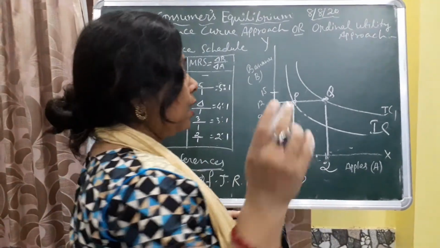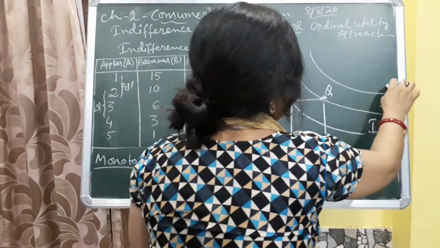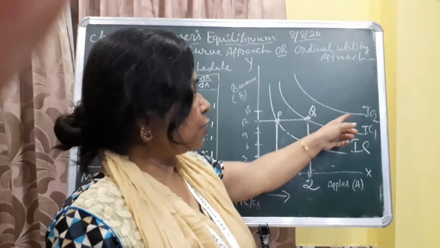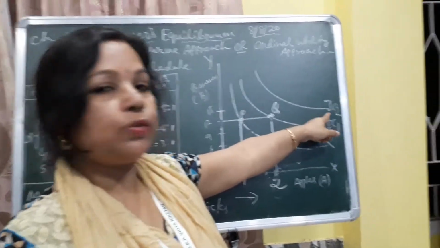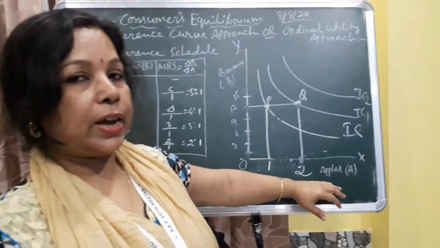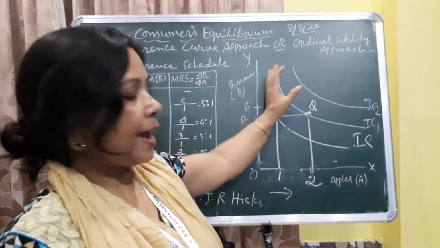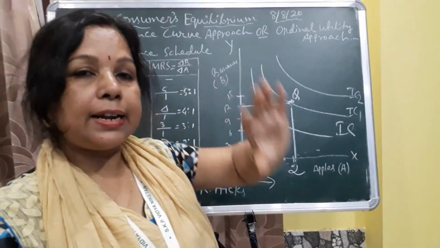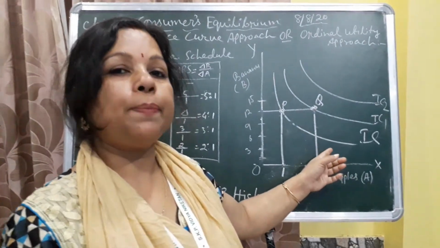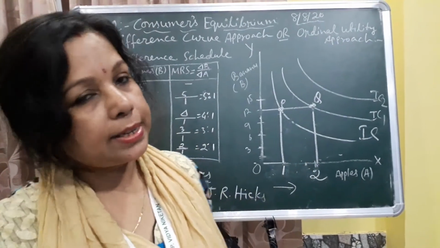If I draw another, IC2, which one will be the high level of satisfaction? IC2 will represent the high level of satisfaction. So from this structure it is clear, among IC curves the higher IC represents a higher level of satisfaction and a lower IC represents a lower level of satisfaction.